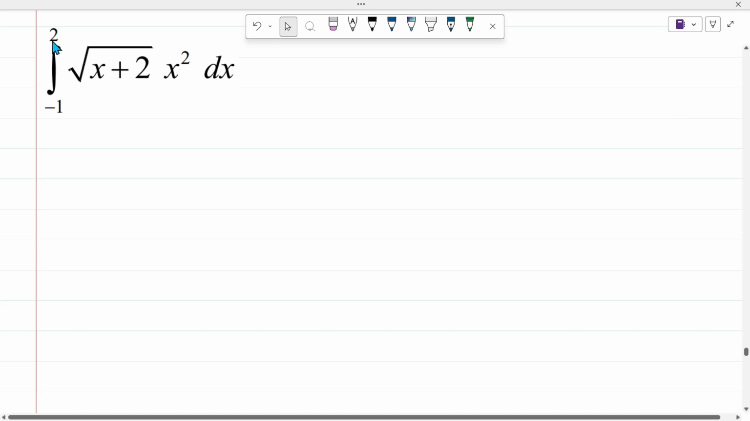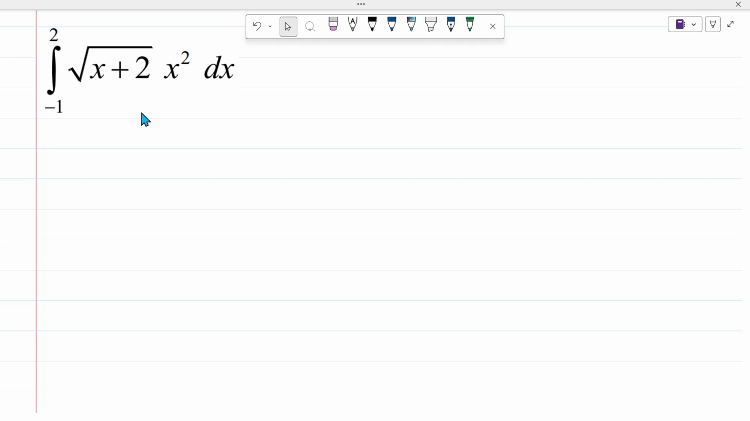All right, so let's start. So this is going to be the integral of square root of x plus 2, times x squared dx, with limits 2 and 1. Now we should integrate square root of x plus 2 multiplied by x squared. Can we simplify this? No. Do we have a function and its derivative?